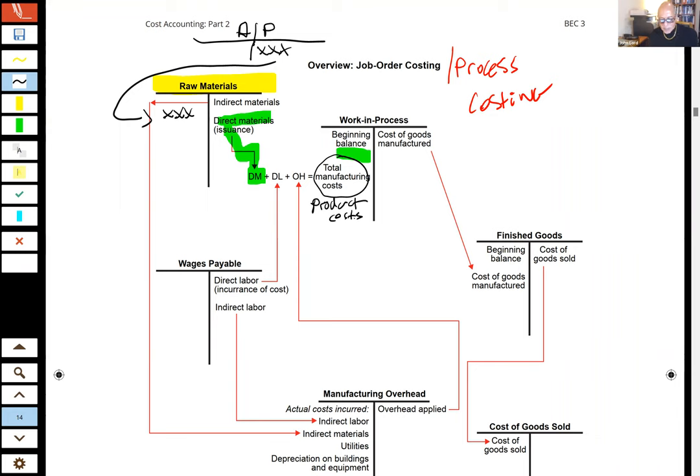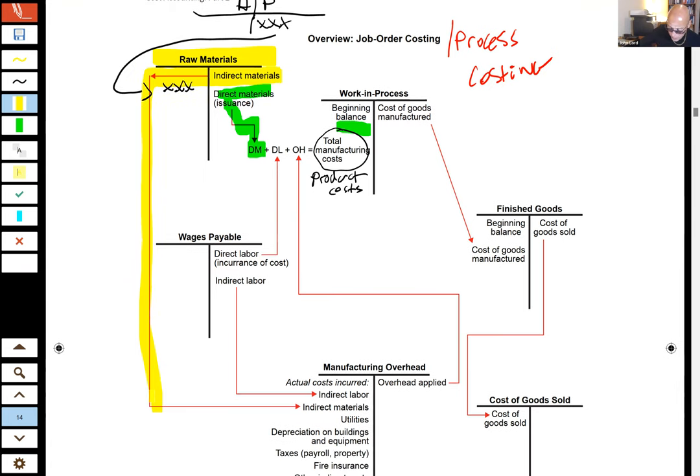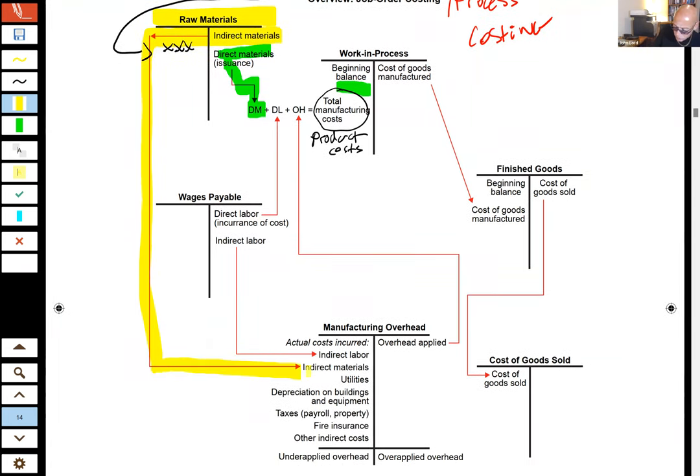Right? Okay. Now, some material is indirect, like the glue for the table or oil used to lubricate the factory machines. Well, if that's the case, I'm still going to credit my materials to take it out of the materials. But now it has to go as an indirect material into my manufacturing overhead. And that's my actual overhead. I'll debit my actual overhead cost to my manufacturing overhead, in this case, indirect materials.